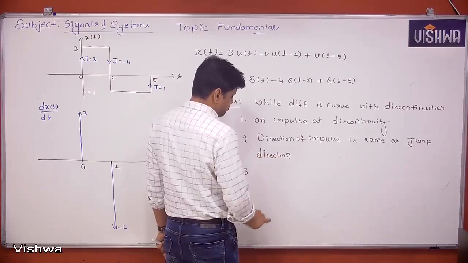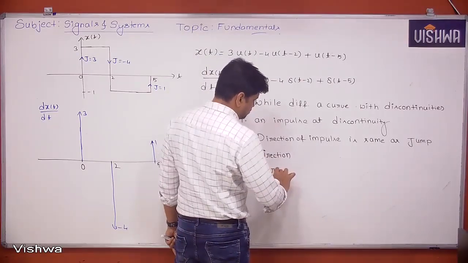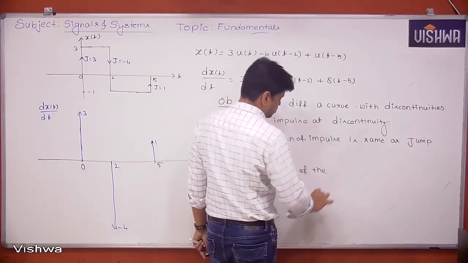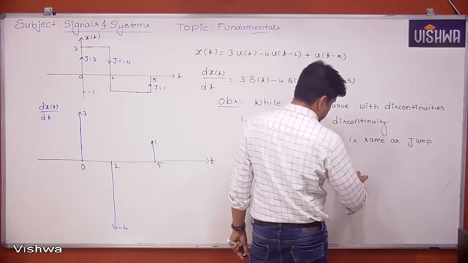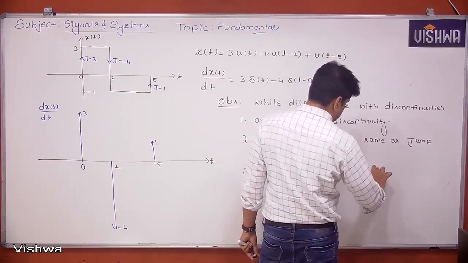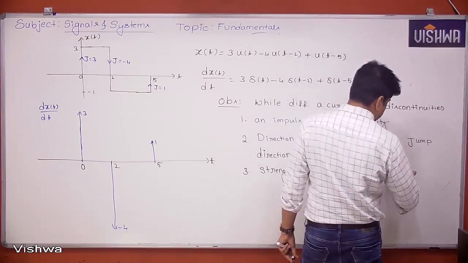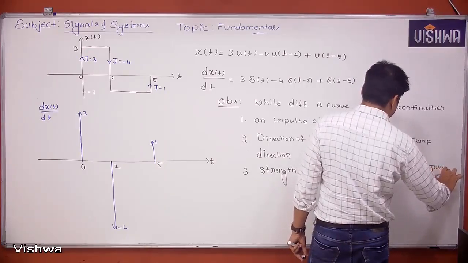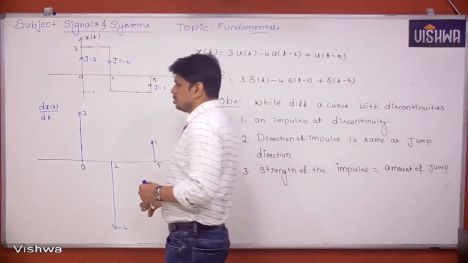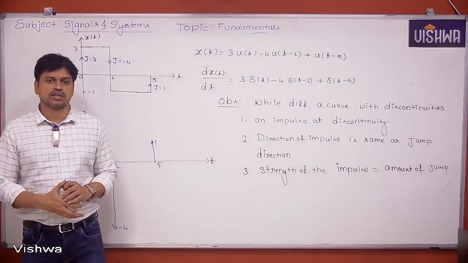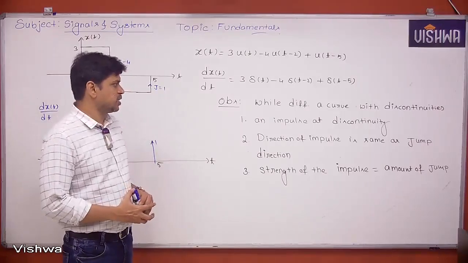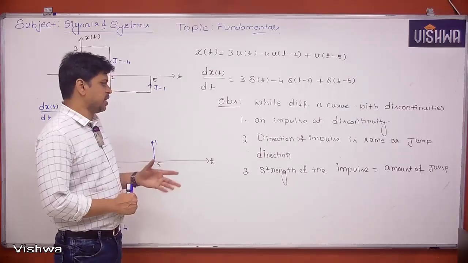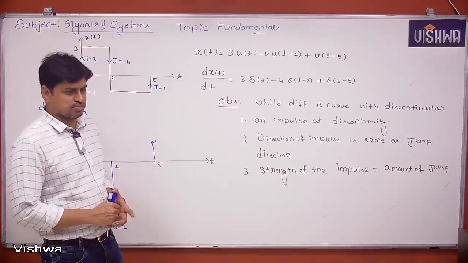Next, third point, strength of the impulse is equal to amount of jump. These are the 3 points you have to remember whenever you are differentiating a curve with a point of discontinuity. So wherever there is a discontinuity, an impulse at discontinuity, direction of impulse is same as jump, and the strength of the impulse is nothing but amount of jump. Okay, take it.